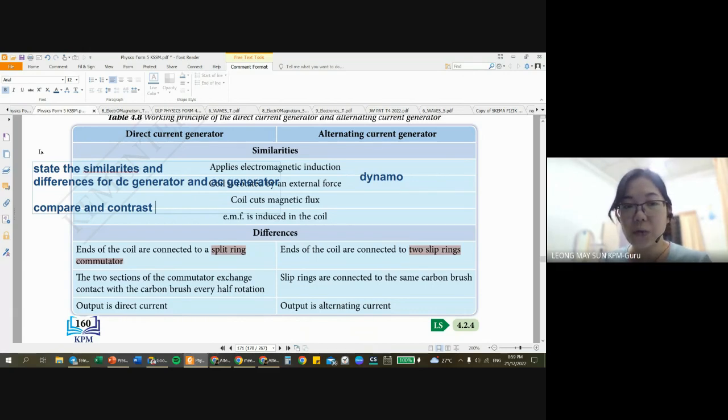If they don't write state the similarities and differences, they will ask you to compare and contrast between direct current generator and alternating current generator. So they are actually asking for similarities and differences.